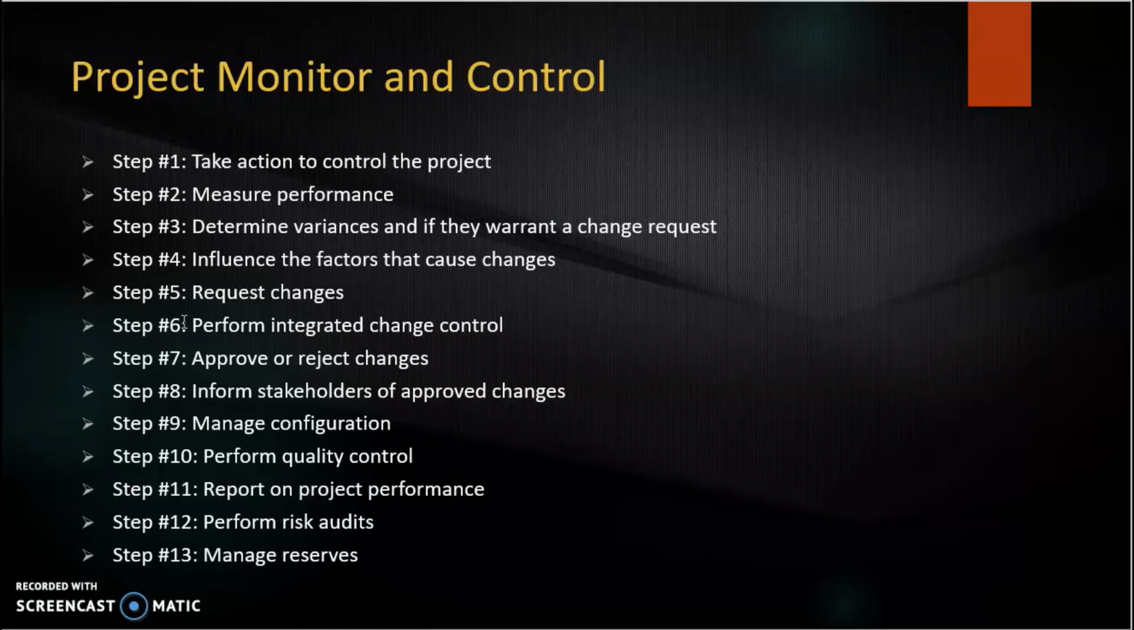So, if they warrant a change request, we'll have to check the influence of factors that cause a change. Once they are identified, we'll have to request the changes. We'll have to perform the integrated change control. Then we need to approve or reject changes. The next step is to inform the stakeholders if it has been approved. And then the next step is to manage the configuration once a change is approved. The 10th step is to perform the quality control. The 11th step is to report on the project performance. After that, we'll have to perform the risk audit and further manage reserves.